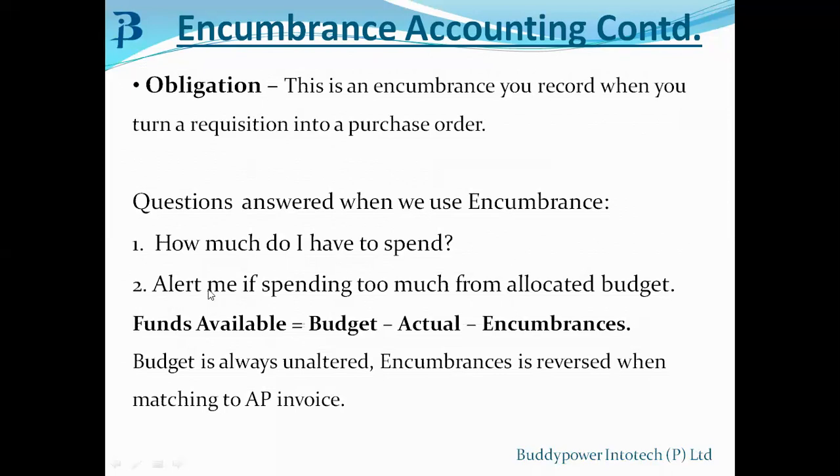Okay. So when we use encumbrance, we get answers to two questions: how much do I have to spend, and alert me if I'm spending too much from the allocated budget. So funds available is equal to budget minus your actual expenditure which you're incurring, and minus your encumbrance reserve. All right, so the budget is always unaltered and the encumbrance is reversed when matched to the AP invoice.